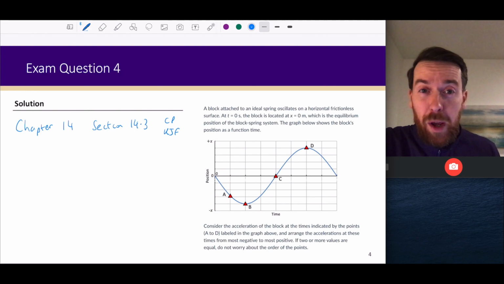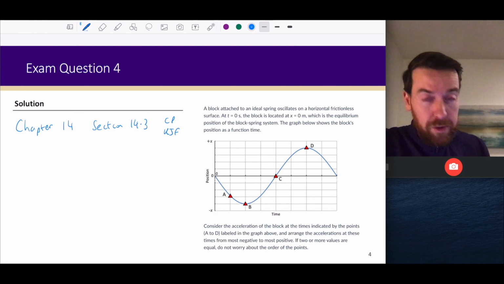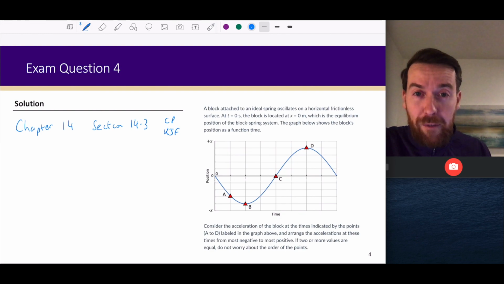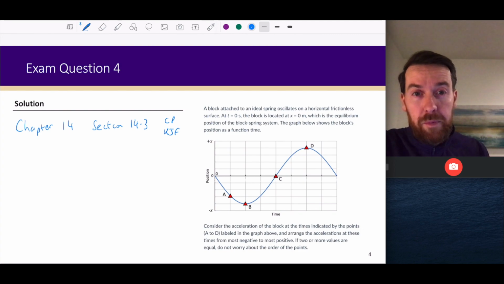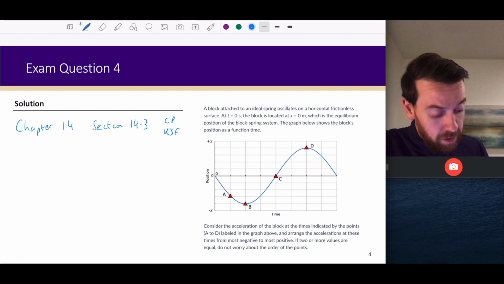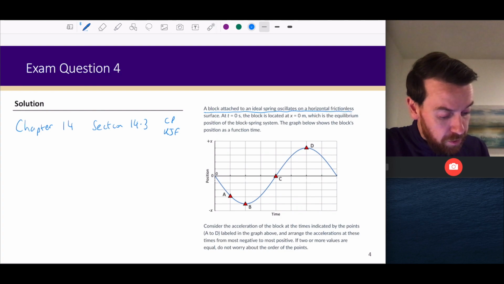So we're looking at describing simple harmonic motion, and graphing the kinematic quantities for a simple harmonic oscillator, thinking about position-time, velocity-time, and acceleration-time graphs. In this example, the oscillator is a block on a spring, attached to a magnetic spring on a frictionless surface.